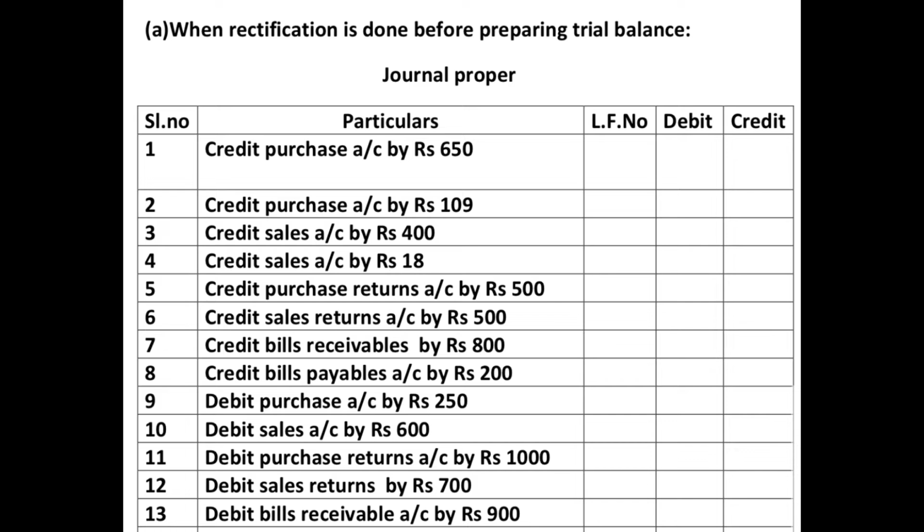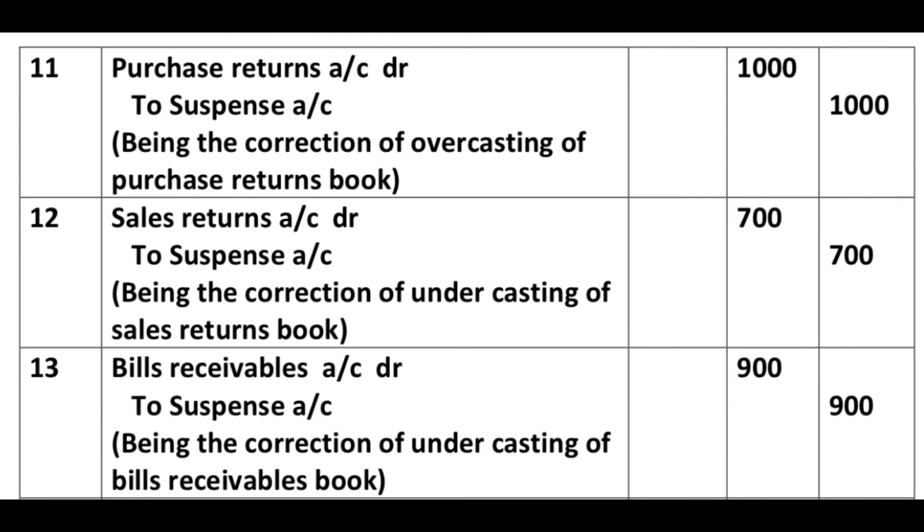A. When rectification is done before preparing trial balance, for 13th point, the sentence is debit bills receivables account by 900 rupees. B. When rectification is done after preparing trial balance, for 13th point, the entry is bills receivables account debtor to suspense account 900. Narration: being the correction of undercasting of bills receivables book.